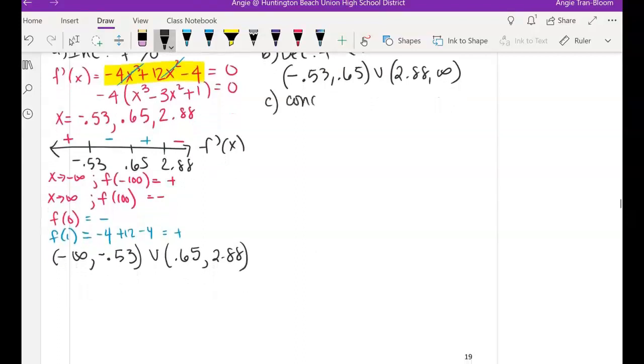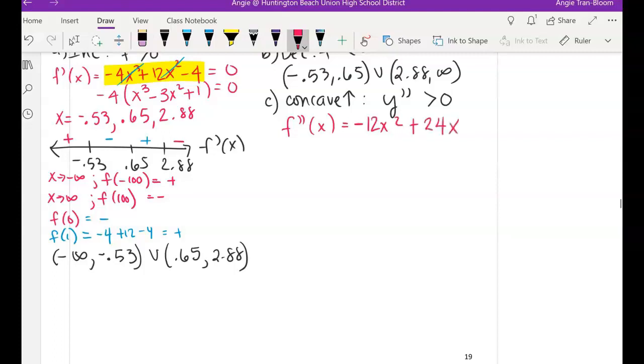C, concave up, okay. Now, for concave up, I now need to do y double prime. So I need to do the second derivative, the derivative of my first derivative. Ready? f double prime of x: the derivative of negative 4x to the third is negative 12x squared. The derivative of 12x squared is positive 24x. And then the derivative of negative 4 is 0. Again, same thing. I'm just going to make sure I set it equal to 0 so I can solve for when the second derivative is actually 0.